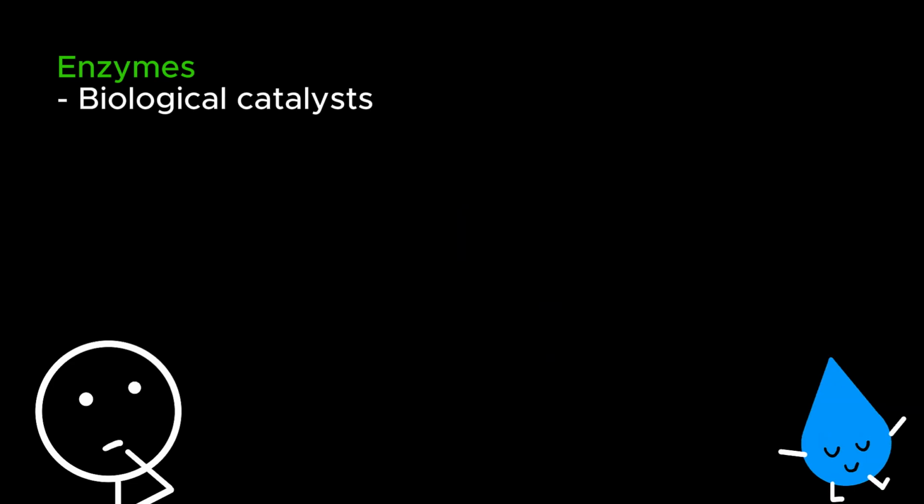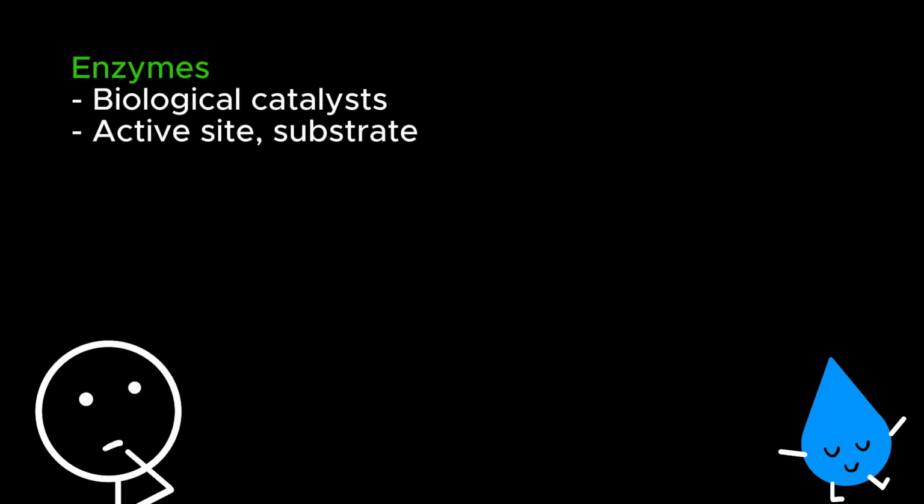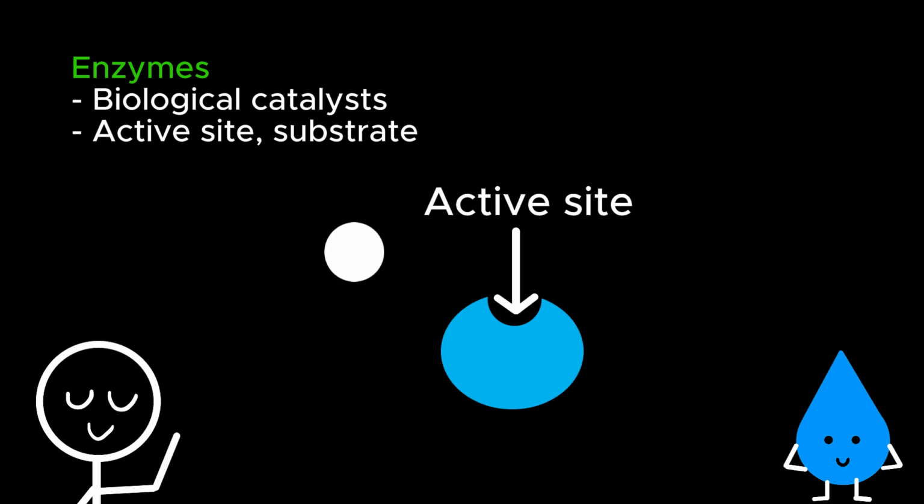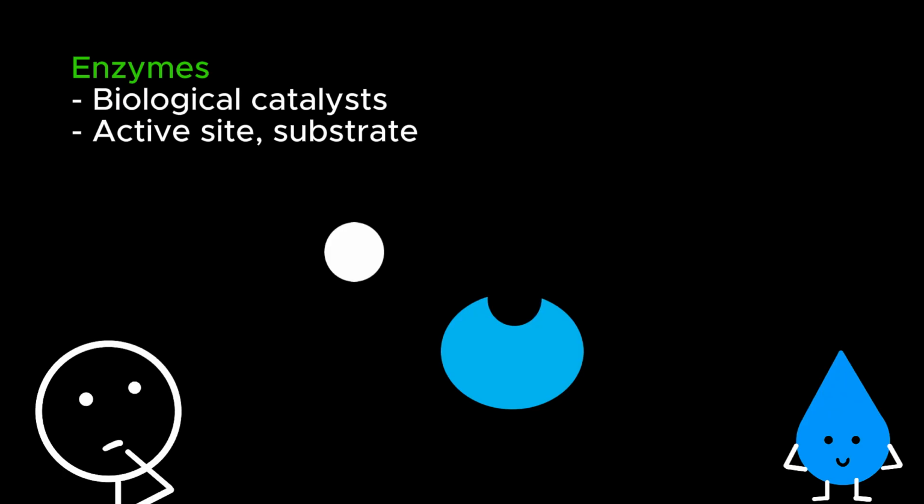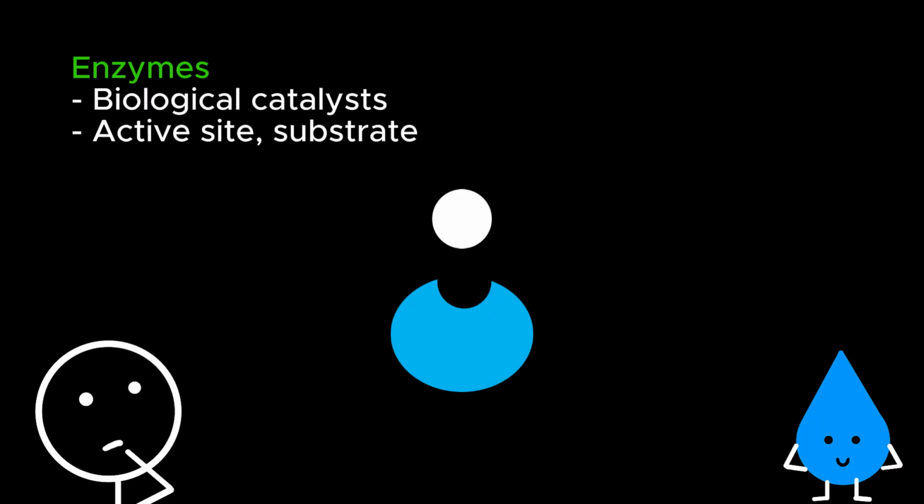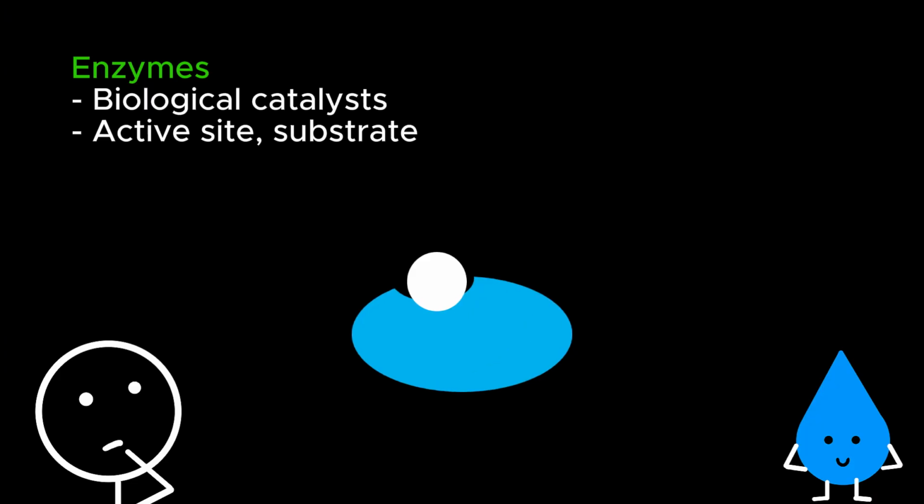What else do you know about enzymes? We have the active site and the substrate. Yeah, explain those to me. The substrate is like the reactant, and the active site is the part of the enzyme where the substrate binds to. The active site is complementary to the substrate. If the active site changes shape, the substrate will not be able to bind to it.